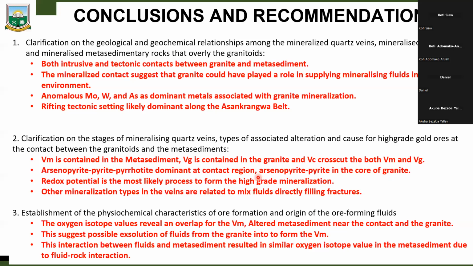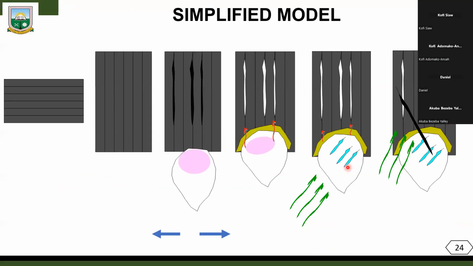Next is that, based on this observation, redox potential is the dominant process for the high-grade mineralization at the contact, whereas the other mineralization within the veins could be related to the mixed fluid type. If you look at this diagram, I'm trying to say here that you have metamorphic fluids that are likely dominant at this stage, that probably mixed with some magmatic fluids that caused mineralization.